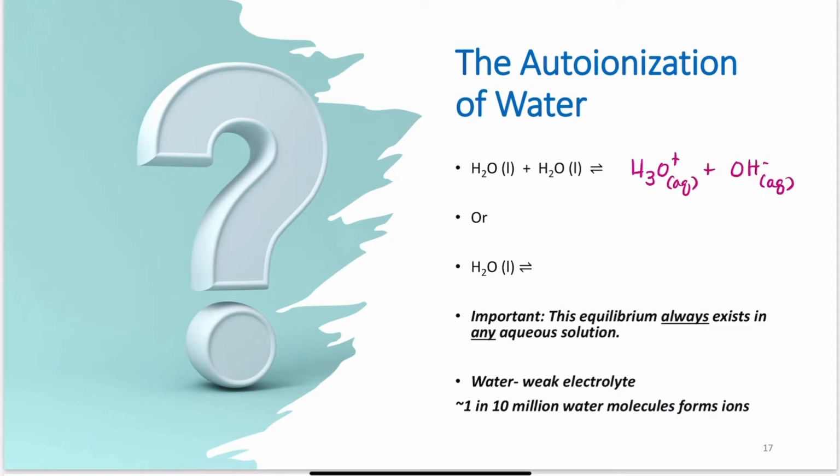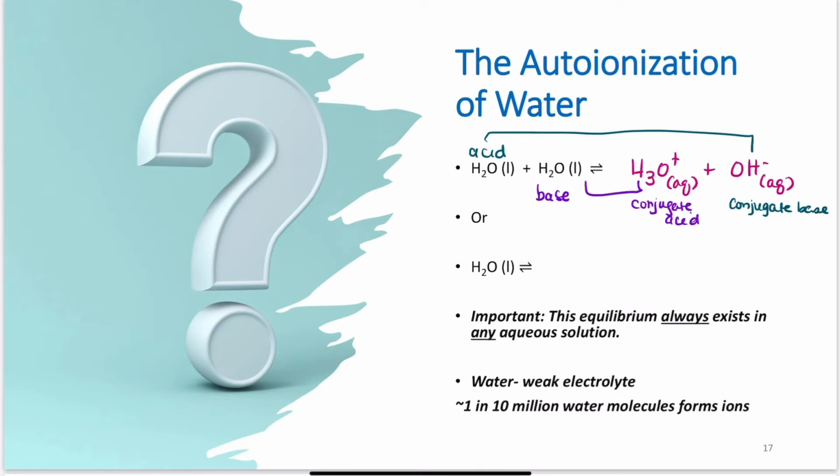So if this acts like an acid, this is its conjugate base. The acid donated a proton to a base. And this is my conjugate acid. You'll also see this written as H2O in equilibrium with H plus and OH minus. They're both valid. It's just, remember, H plus and H3O plus are equivalent.